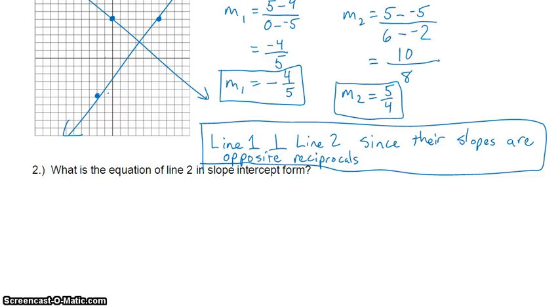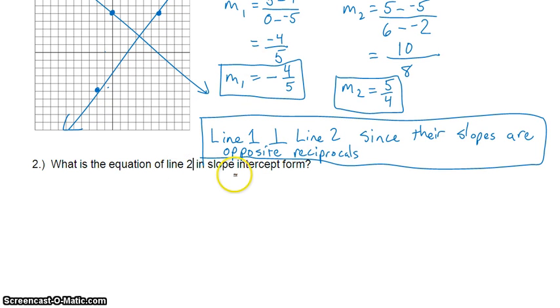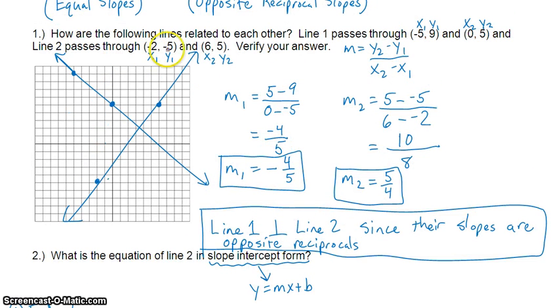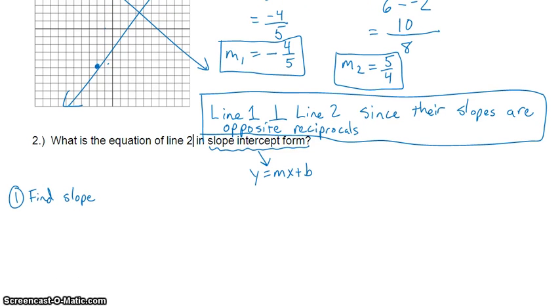Second example. Write the equation of line 2 in slope-intercept form. If you remember, slope-intercept form is y equals mx plus b. In order to write the equation of a line, I need to first figure out the slope of the line. So step 1, find the slope. In this case, how do I find the slope of line 2? Well, if I'm given two ordered pairs, I can use the slope formula. Well, I've already done all of that work. I know the slope of line 2 is 5/4.